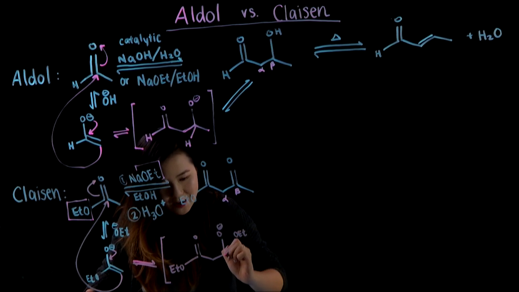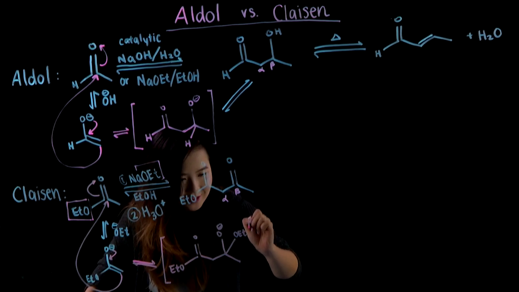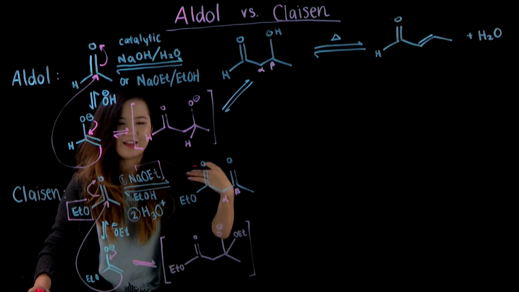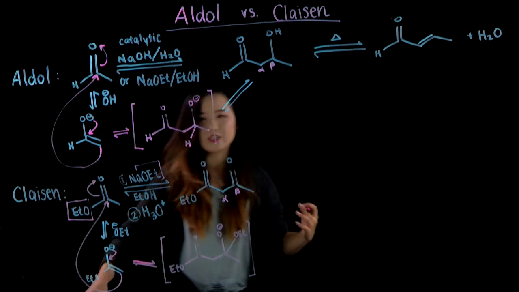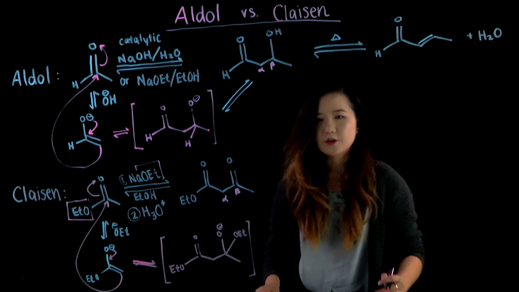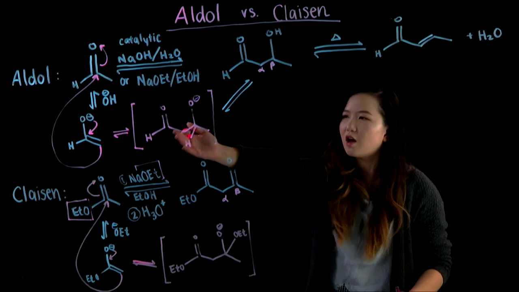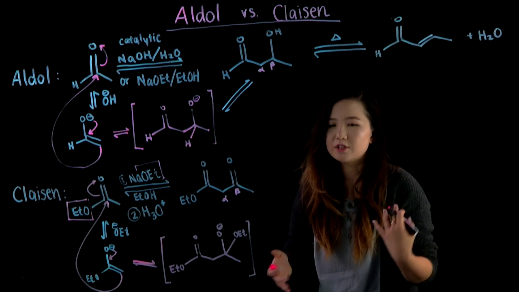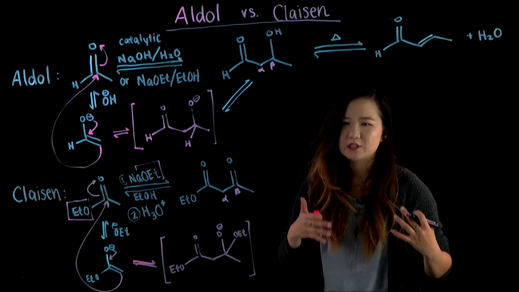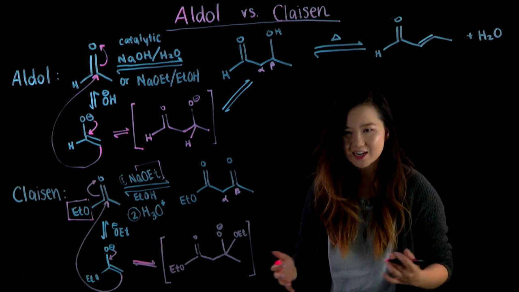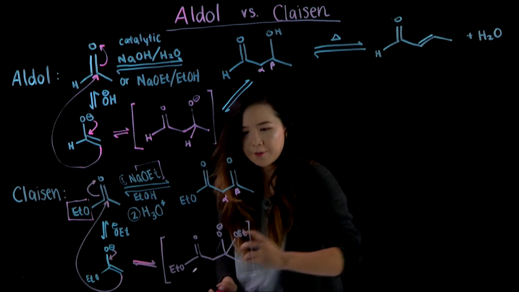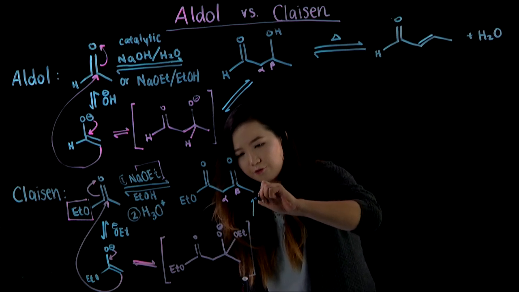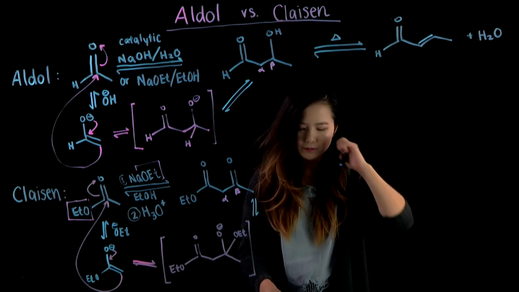And for those of you that remember, this is an intermediate that you've worked with a lot, and it's called the tetrahedral intermediate. So like before, if you saw the aldol intermediate, then you would know that this is an aldol reaction. If you see the tetrahedral intermediate, then you will know that this is a Claisen reaction. So then this can come and form our final product.